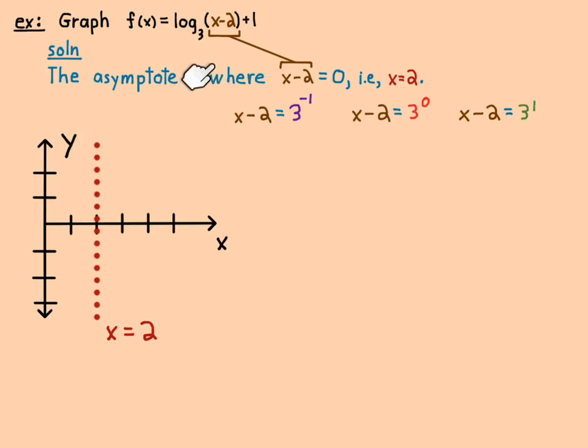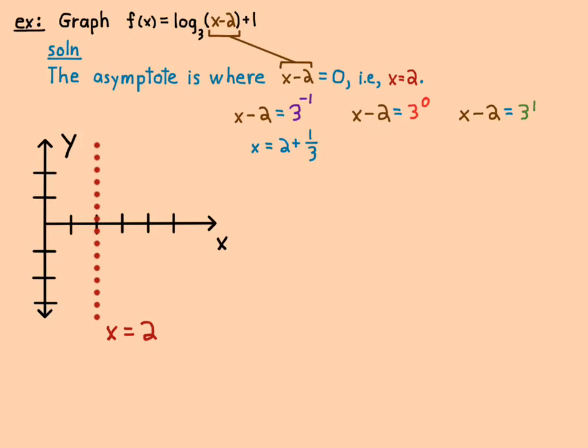Okay. And then, in order to evaluate these easily, since it's log base 3, right? Log base 3 right here. Log base 3 of powers of 3 would be easy to evaluate. I don't need a calculator. So I just made x minus 2 equal to 3 to the minus 1, 3 to the 0, and 3 to the 1, and then solve for x to see what x would be.